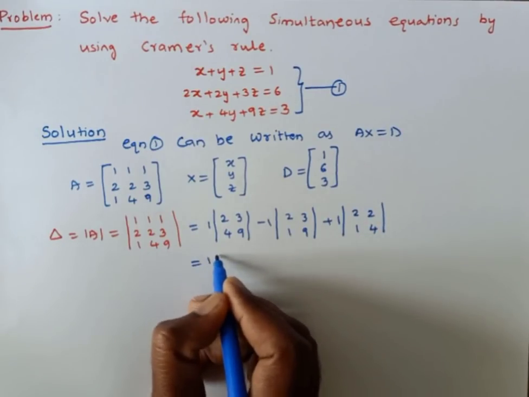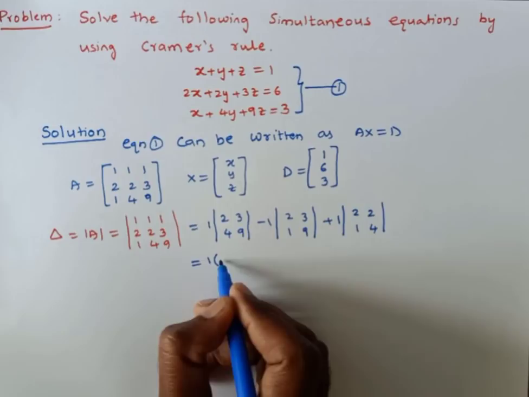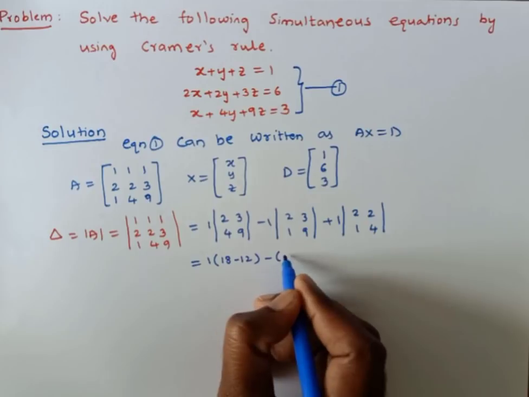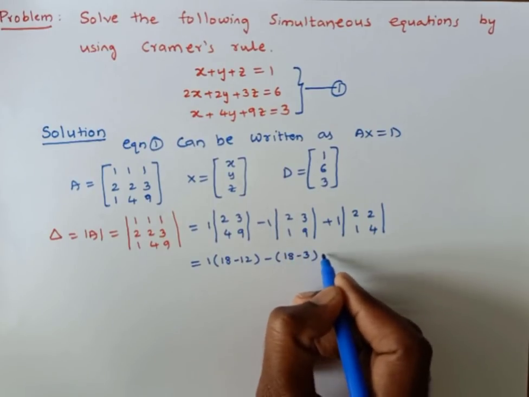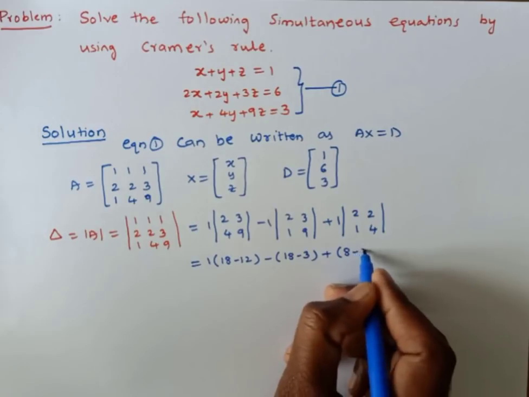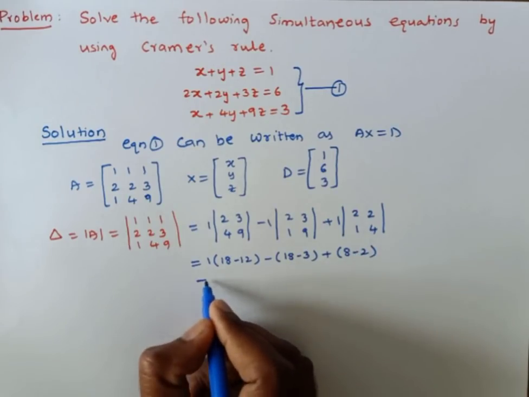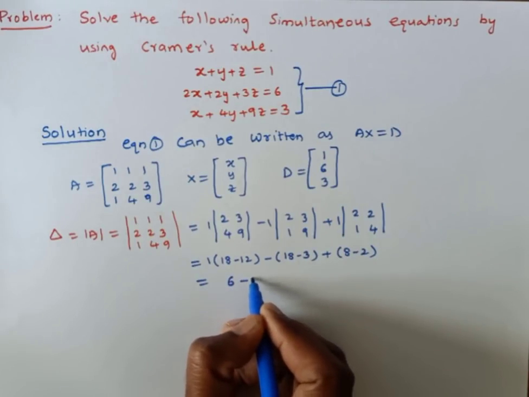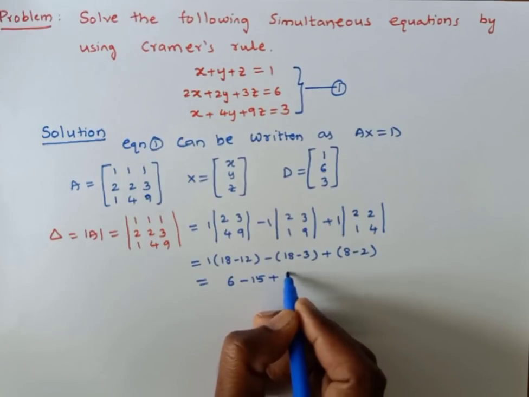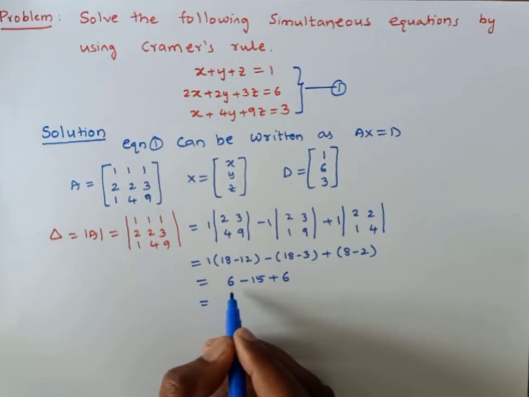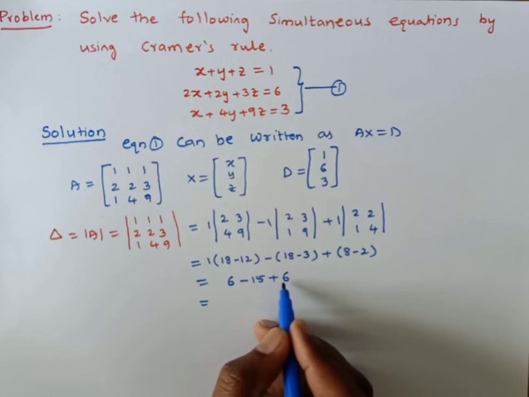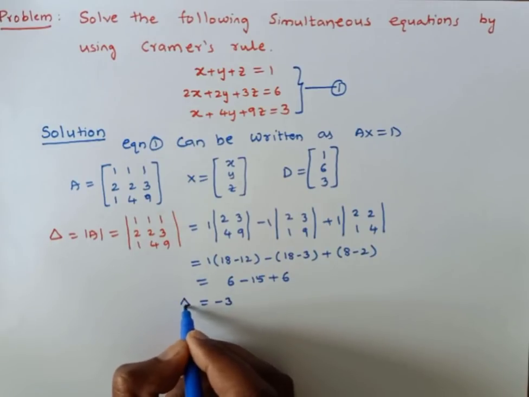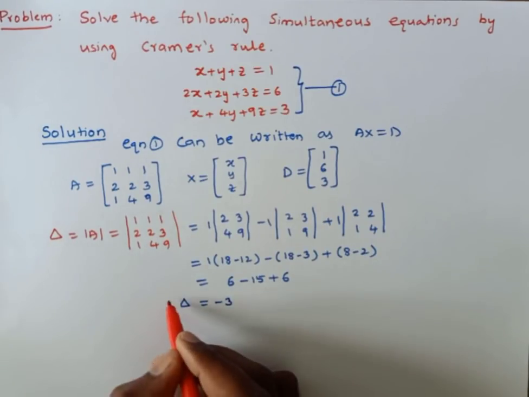Now this is 1 times AD minus BC, cross multiplication. So it is 18 minus 12, minus of 18 minus 3, plus 1 times of 8 minus 2. Now this is 6 minus 15 plus 6. Therefore, 6 plus 6 is 12, 12 minus 15 is minus 3. So the value of delta is minus 3.